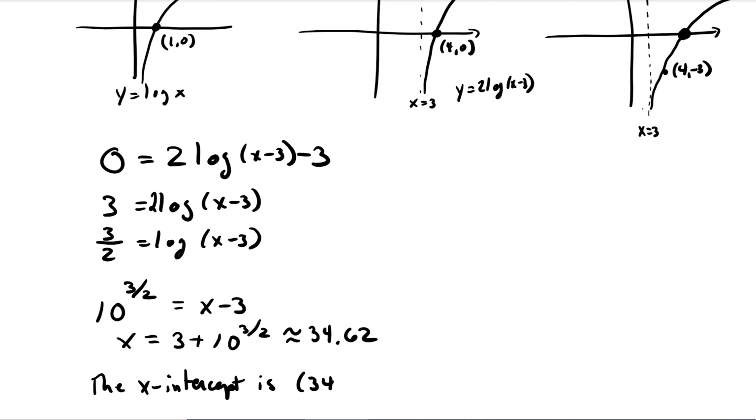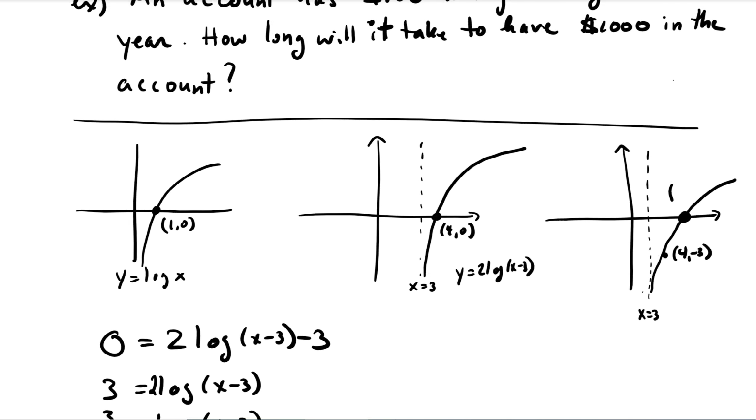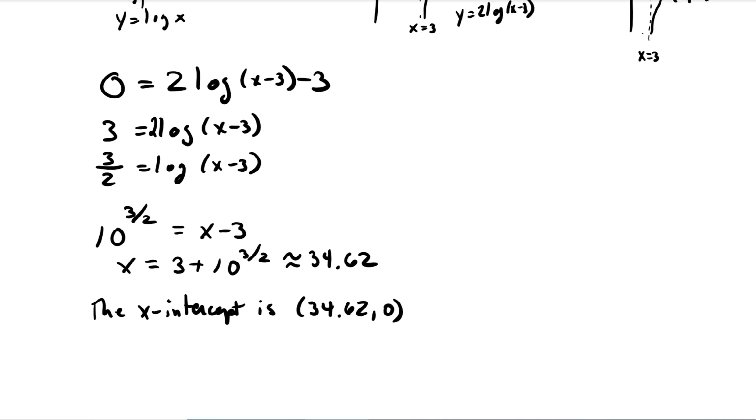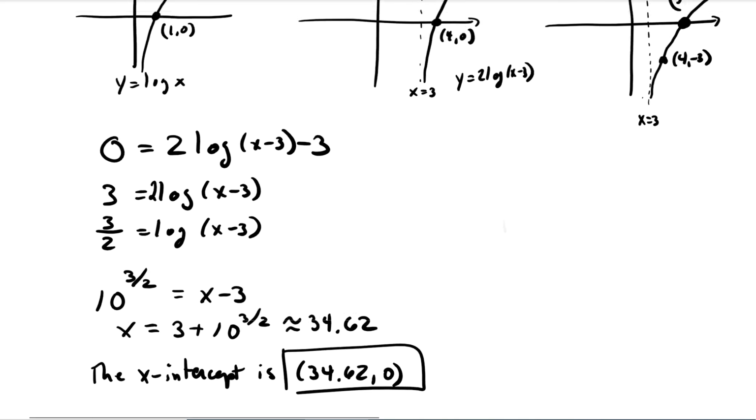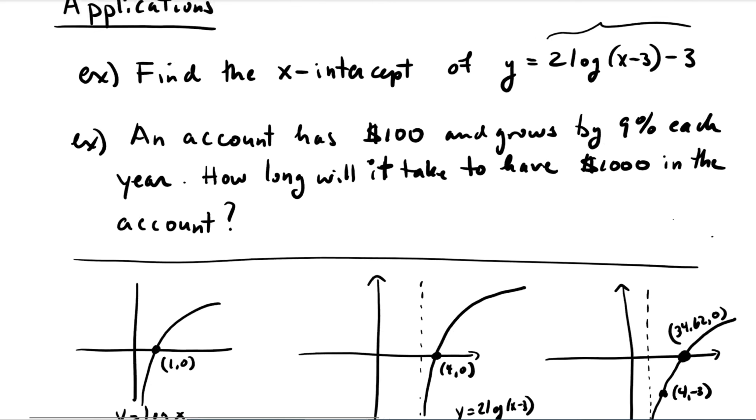So the x-intercept is (34.62, 0). As you can see, it would be actually way further along the x-axis. So this graph is not up to scale, but at least you've got some features of it that are illustrated: the vertical asymptote and two points. One point is the original x-intercept that got transformed, and then this other point turns out to be the new x-intercept. So this is finding the x-intercept of a logarithmic function. It involves solving, of course, a logarithmic equation.